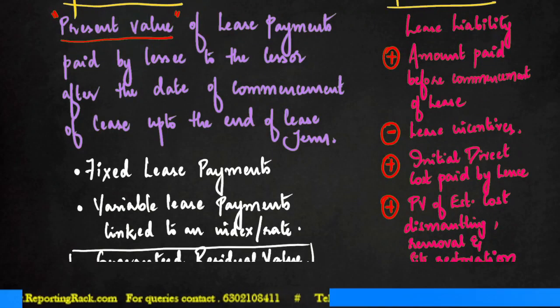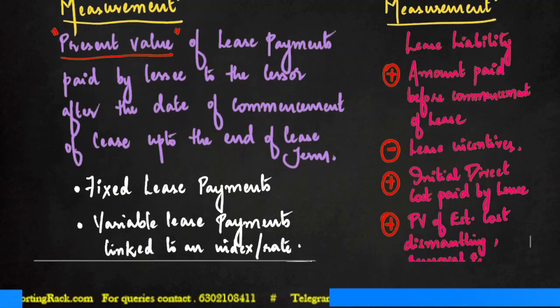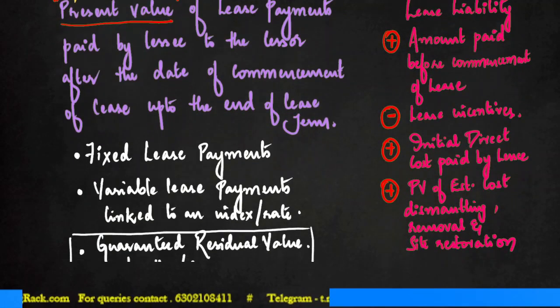And what about your ROU asset? ROU asset, I will measure at the value of lease liability added with the amount paid before the commencement of lease. Yesterday we discussed this topic under lessee's involvement prior to the commencement of lease.